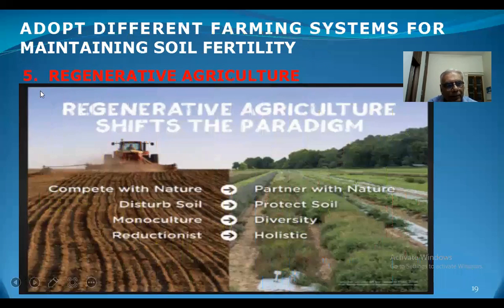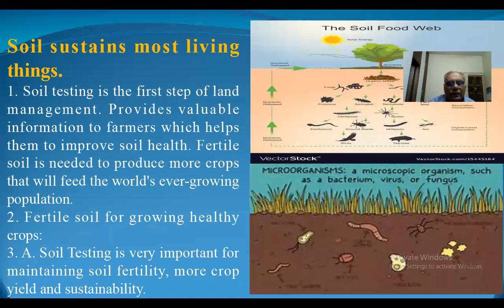Adopt different farming systems for maintaining soil fertility. So, regenerative agriculture. Regenerative agriculture shifts the paradigm: instead of competing with nature, disturbing soil, and monoculture, it partners with nature, doesn't disturb the soil, and protects soil diversity, holistically. So here you can see that.